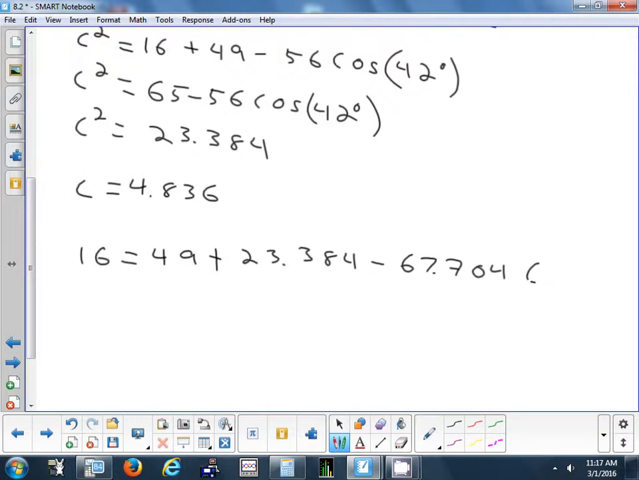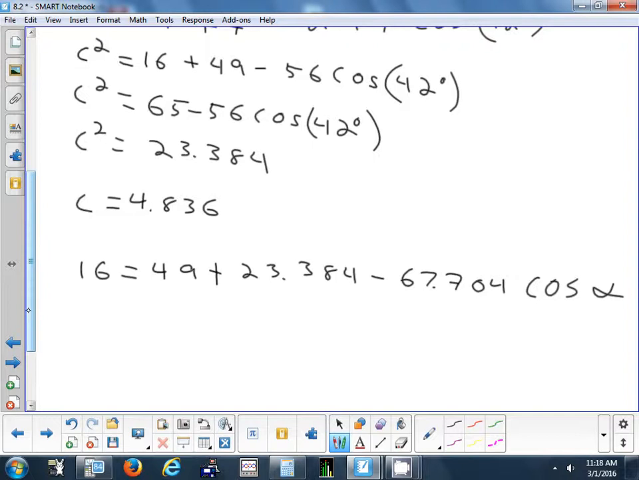times cosine of, what's my angle here? Alpha. Okay, any questions on that? So a squared, b squared, c squared, 2 times b times c, did that all out, times cosine alpha.